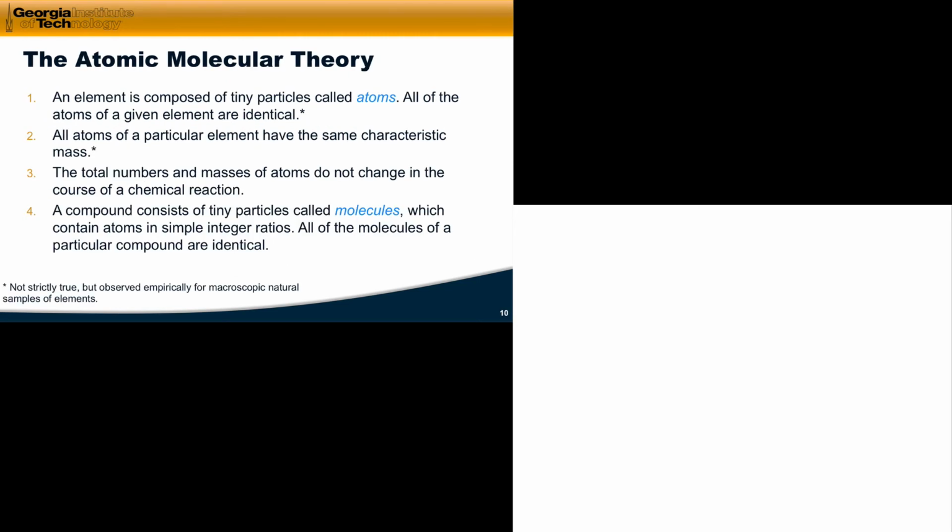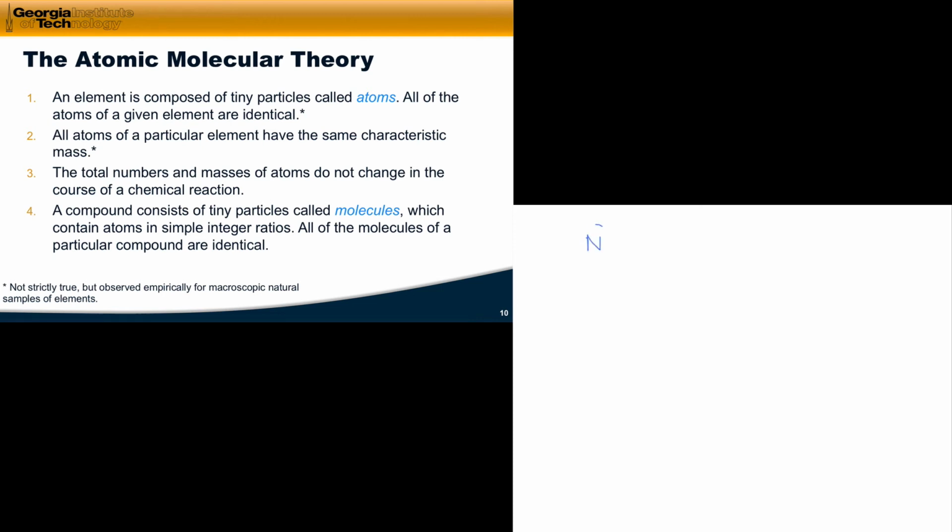And that leads us then to the atomic molecular theory, which is based on the law of definite proportions, the law of multiple proportions, and the law of conservation of mass, the idea that all of the mass of a compound is accounted for by its elements. There are 4 principles to the atomic molecular theory, which you see here. The first is that an element is made of tiny particles called atoms.